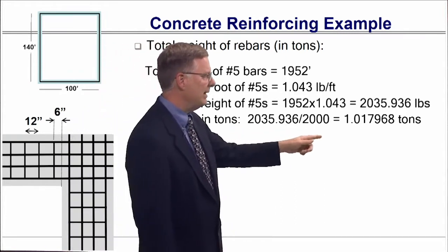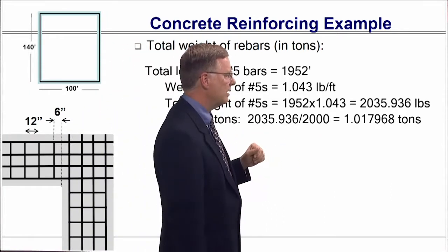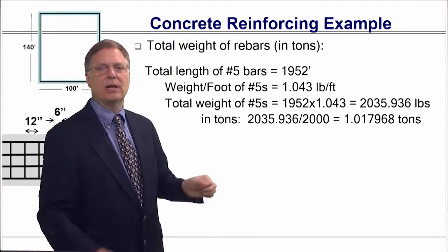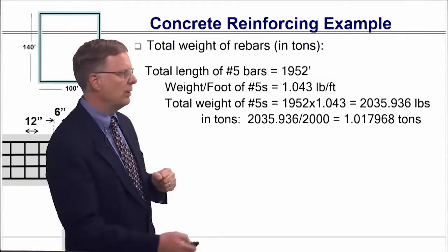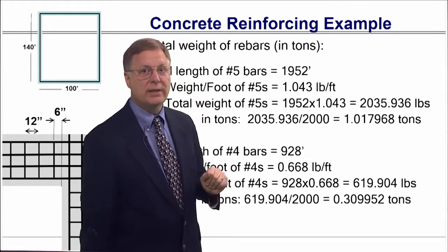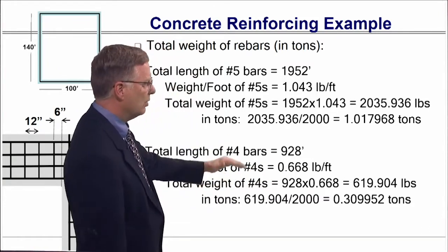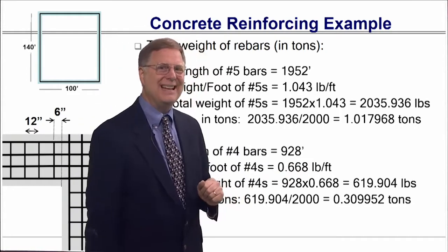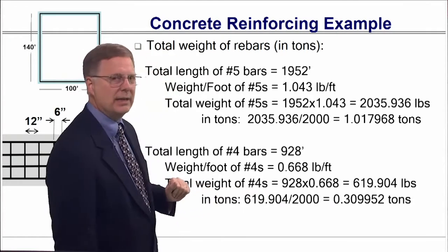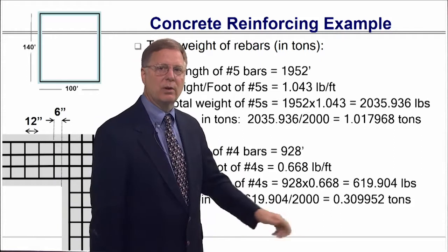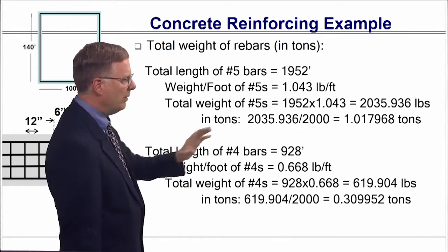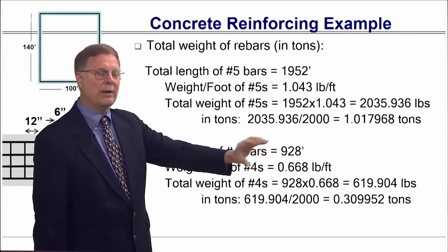Now we need to convert that to tons. So we divide that by the 2,000. Remember, US uses 2,000 pounds per ton. So we've got 1.017968 tons. Number 4 is the same drill. We're going to go in there with the 928. We got the 0.668 pounds per foot. We're going to multiply those 2 guys together and find out it's only 619 pounds, or 620 pounds. When we take that 619.904, divide it by 2,000, we're going to find out we only have 0.399252 tons.